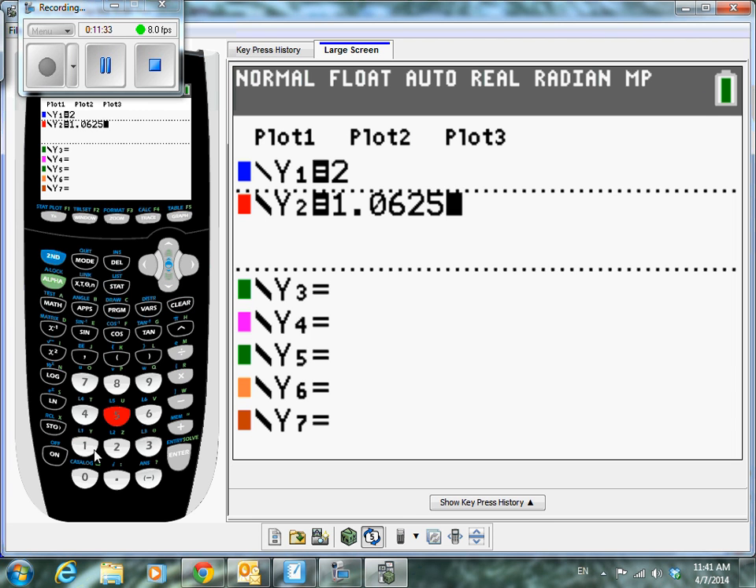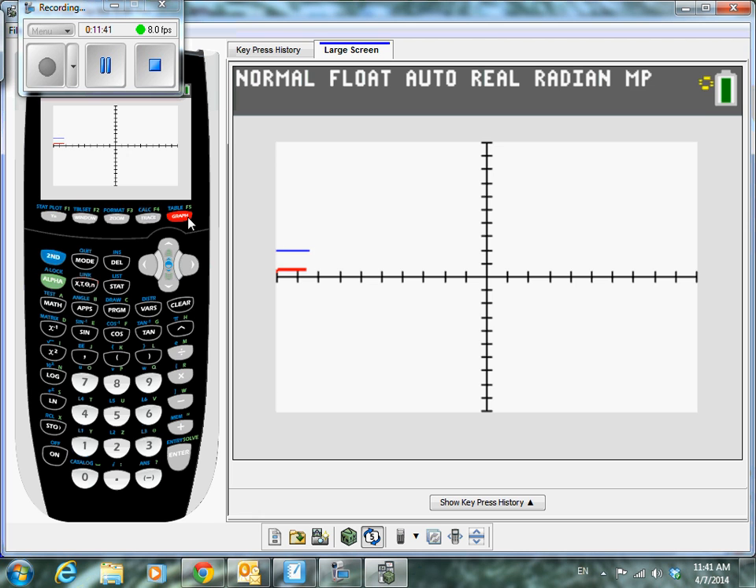1.0625 that I raised to the power of x, right? And I will just graph it, and this is what I see. Well, they kind of go together, but all of a sudden our exponential function will start growing, and it will get close to the other one. You see how close it gets? Now, we are not seeing when it touches.